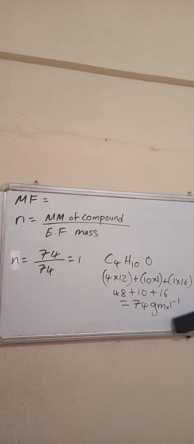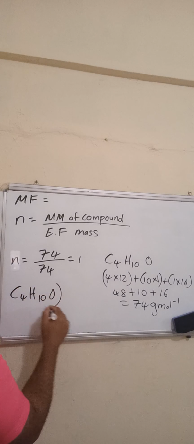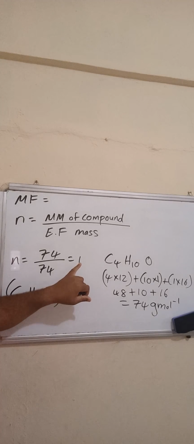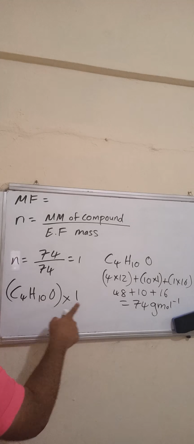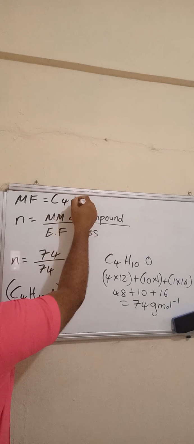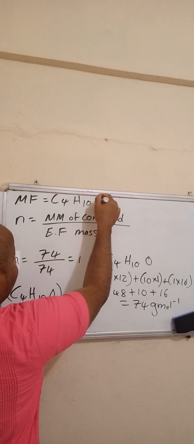Now, to get the molecular formula, you would write your empirical formula C4H10O and multiply it by whatever n is. In this case, n is 1. That means the empirical formula and the molecular formula are the same, because 4 carbons times 1 is still 4, 10 times 1 is still 10, and 1 times 1 is still 1.